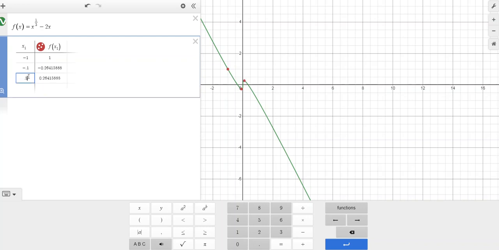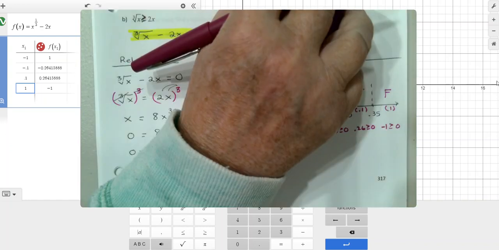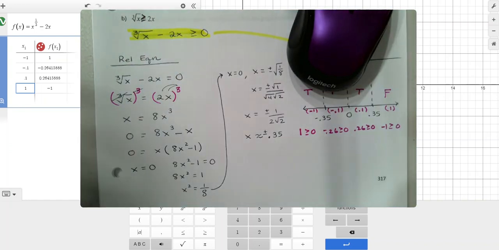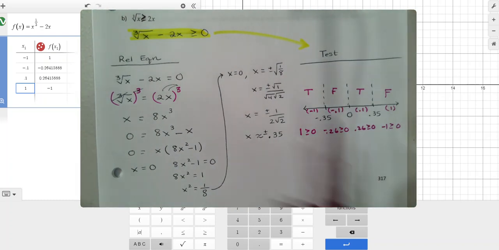Then I have +0.1. That gives me +0.26, which is greater than or equal to 0. So now I've got a true. And my last test value is 1. Gives me -1, which is not greater than or equal to 0. So last section is going to be false. And there's my table based on those values that Desmos gave me.